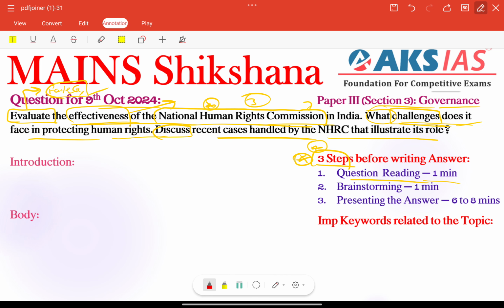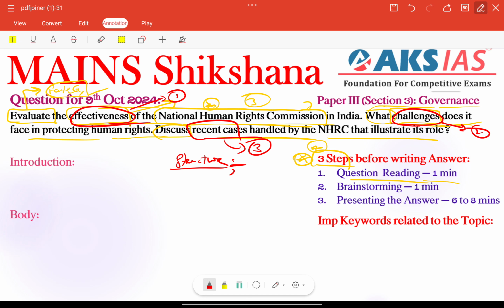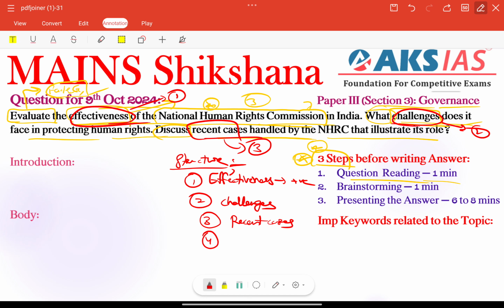Next, coming to our second part, we need to carefully focus on the keywords especially. First thing is effectiveness. Next thing is challenges, and also recent cases handled by NHRC. That is very important. We can create a structure here by following our important question tags and keywords. First important thing is effectiveness, where we can write only positives. Next, challenges. Next, we have recent cases.